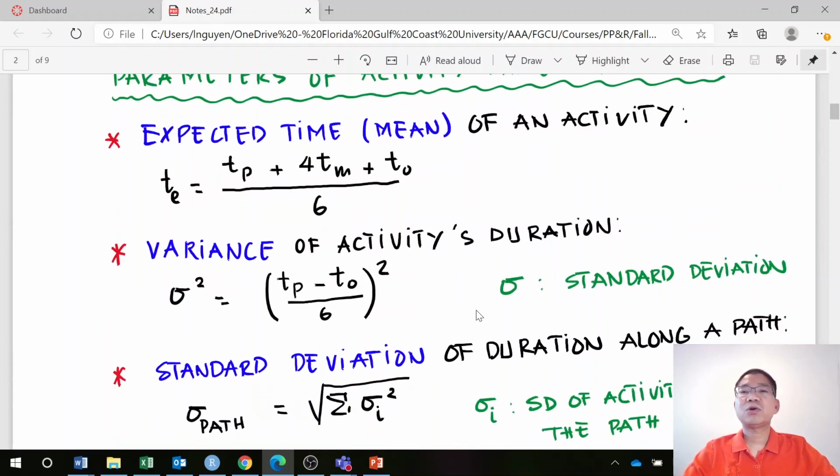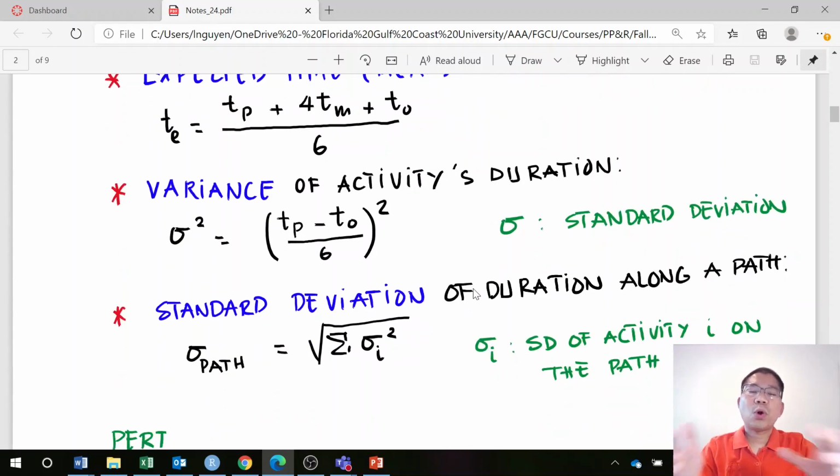That is because we assume beta distribution. And because that is random, we can determine the variance of the activity duration. Again, as we assume beta distribution, the variance is sigma squared, where sigma is the standard deviation. If you recall from statistical methods, it equals TP minus TO, the optimistic time, divided by 6, and squared. And of course, the standard deviation is the square root of that.